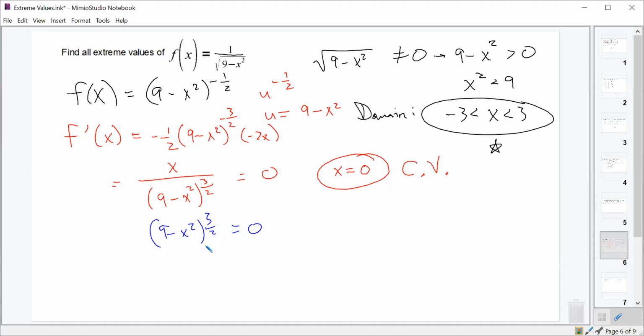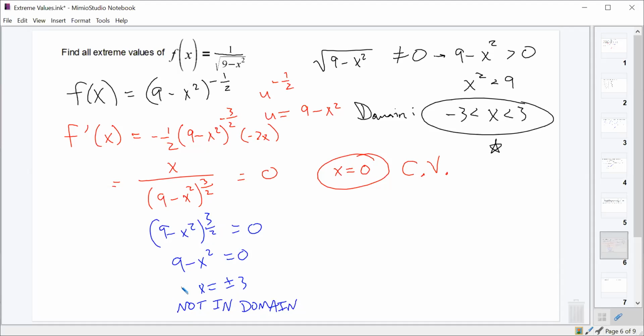And well, that would just be, the 3/2 power, this is a cubed and a square root. So if I were to square it and cube root the 0, that still stays as a 0. So we just get 9 minus x squared equals 0, which would give us x equals plus or minus 3, which would be critical values if they were in the domain. But these are not in the domain, and so we can ignore those.